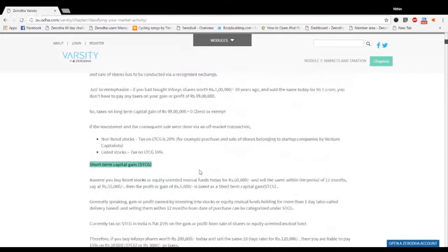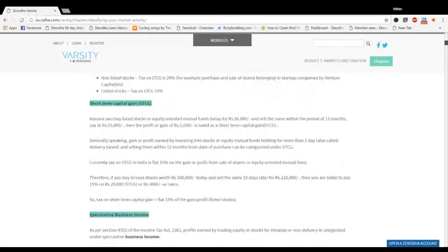Now the short-term capital gain tax in India is 15%, right? So what it means is, if you buy a stock today and you sell after a month and you made a 1 lakh rupee gain on it, you have to pay 15% of that as taxes, so 15,000 rupees, right?